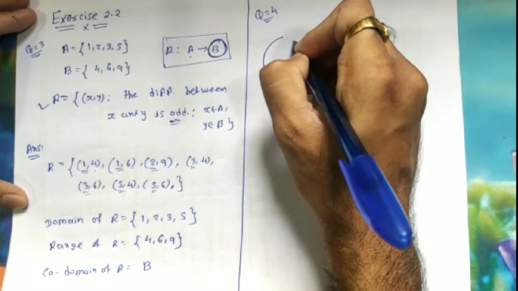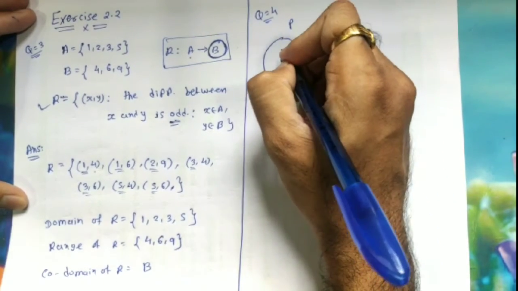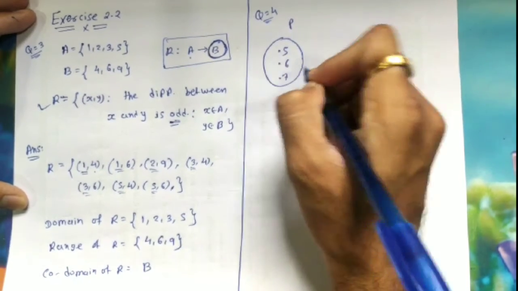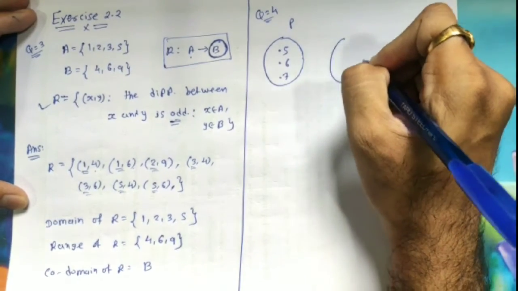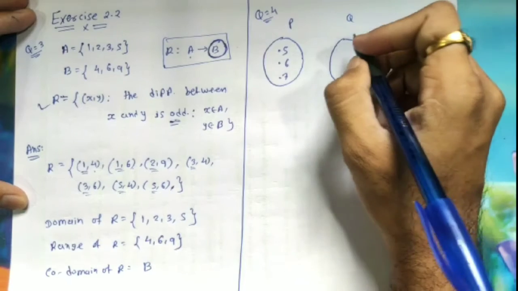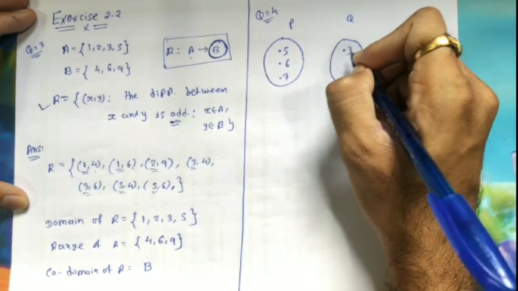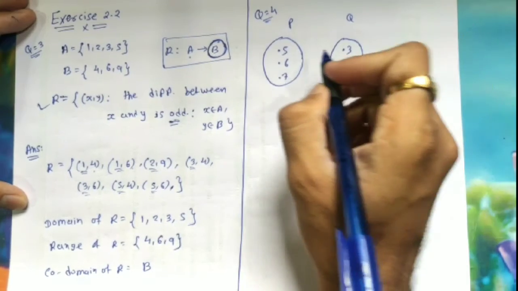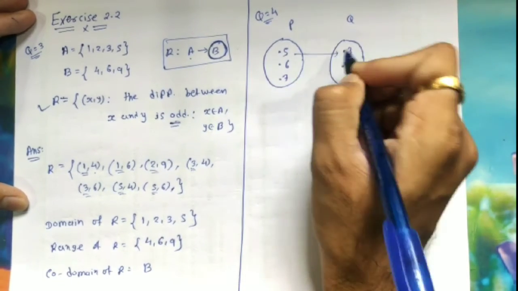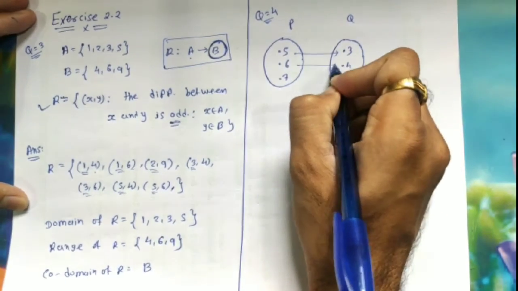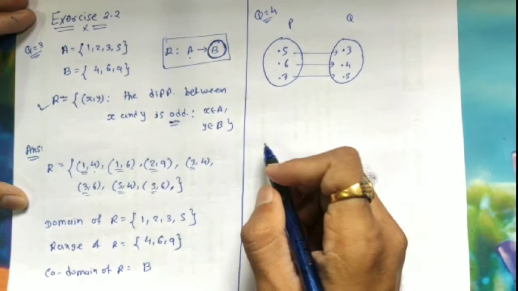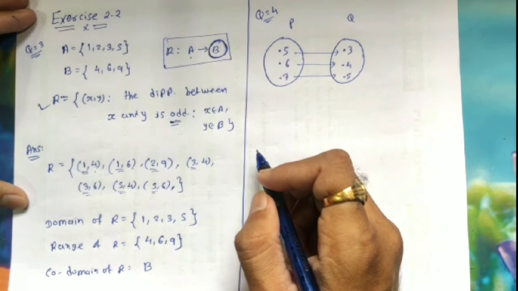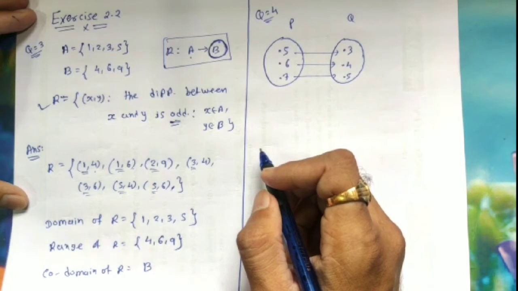So this is one set P, and elements of set P are 5, 6, and 7. Relationship between set P and set Q is given. So this is set Q. Its elements are 3, 4, and 5. And in the arrow diagram, 5 is related to 3, 6 is related to 4, 7 is related to 5. This is given. So this diagram shows the relationship between set P and set Q.